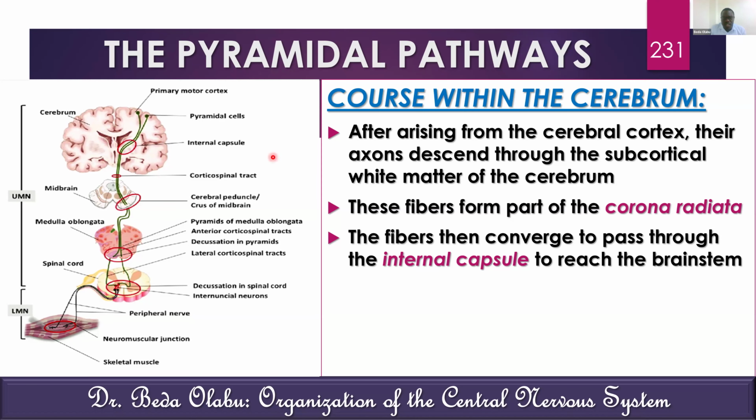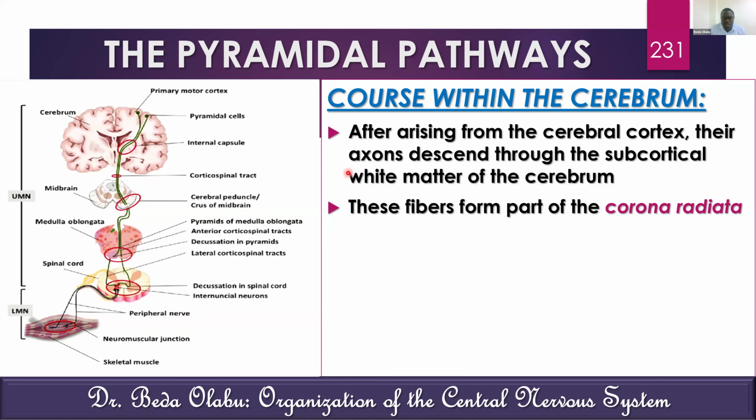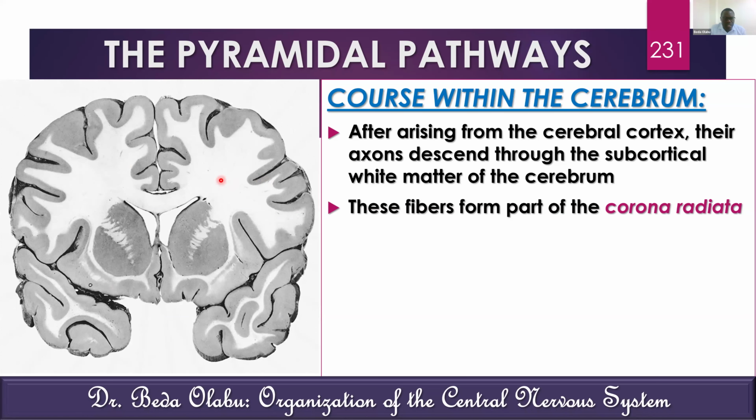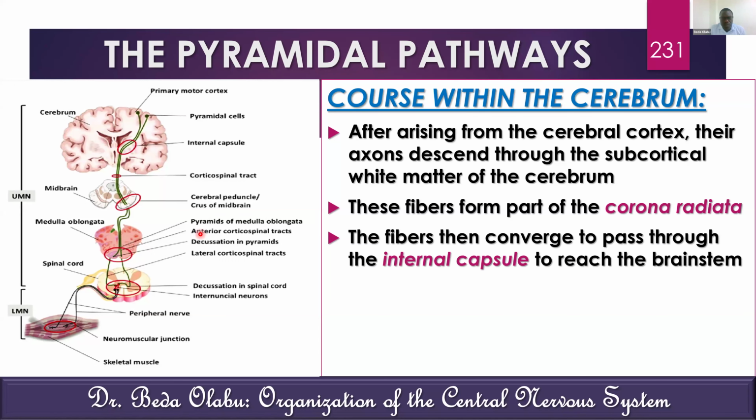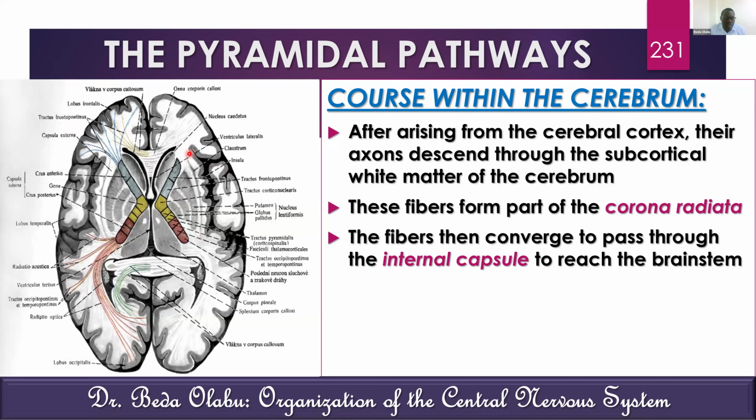Maybe in the previous image, you may have seen it again. So from the corona radiata, this white tract there is what we are calling the internal capsule. So the fibers will pass through here, the internal capsule, to reach the brainstem. This image is an important one. It's an axial section of the brain so that we can see the location of the internal capsule.